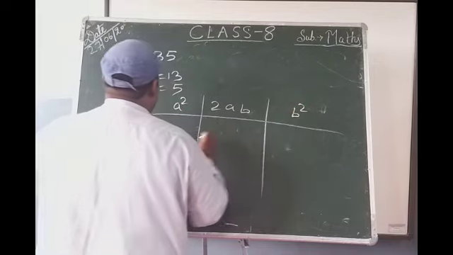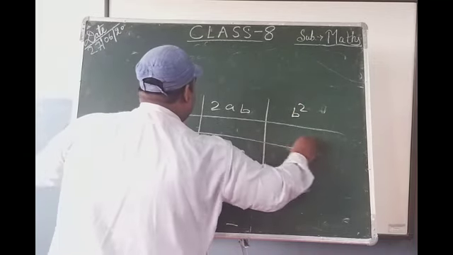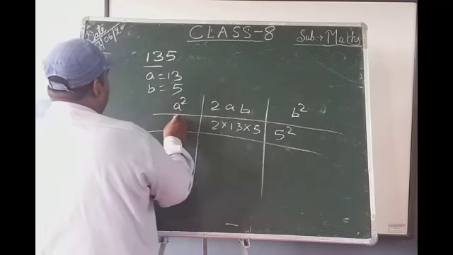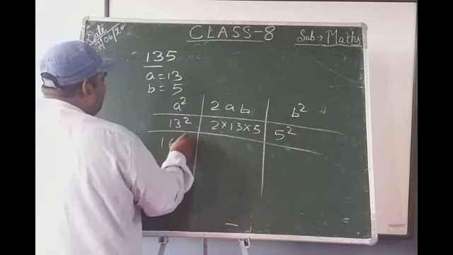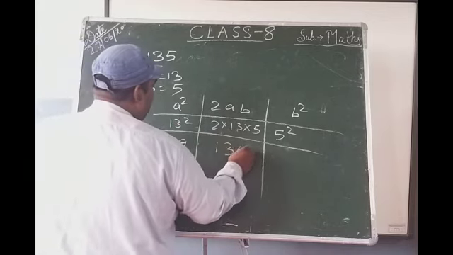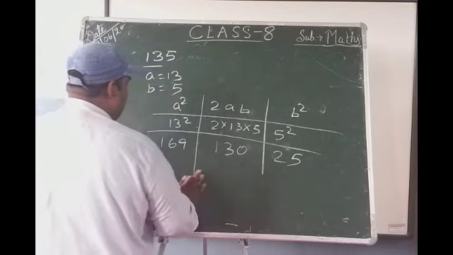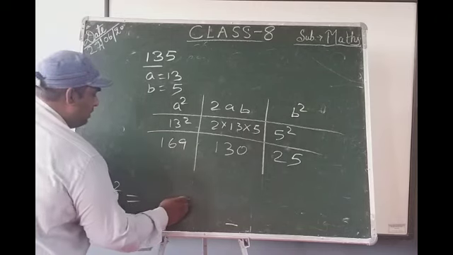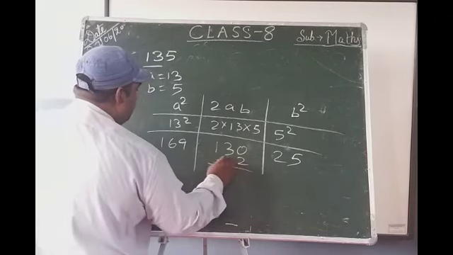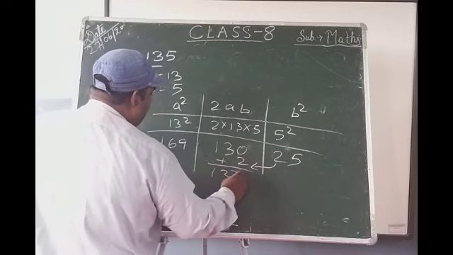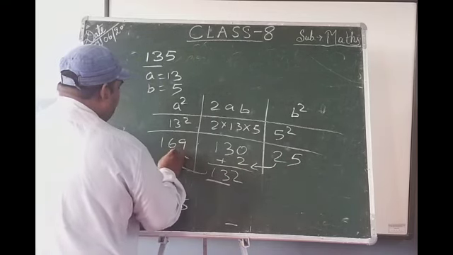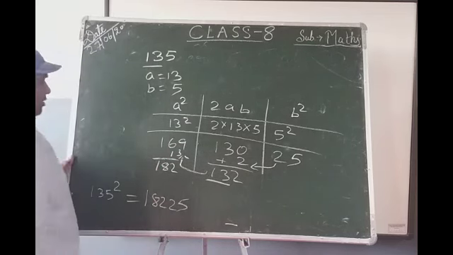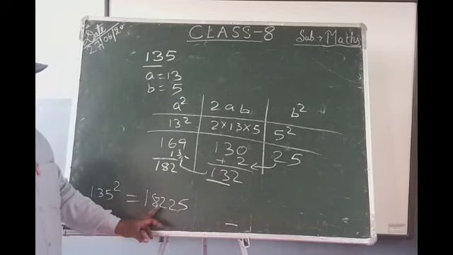Now you will get 13 square, 2 into 13 into 5, and 5 square. That is 169, 130, and 25. So the same method we will apply. The required result will be: you write here 135 square is equal to 5, 2 will be carried forward, that 2 will come here, and that will become 132. 13 will come here, then you will add, and you will get 182. Final result 18225.